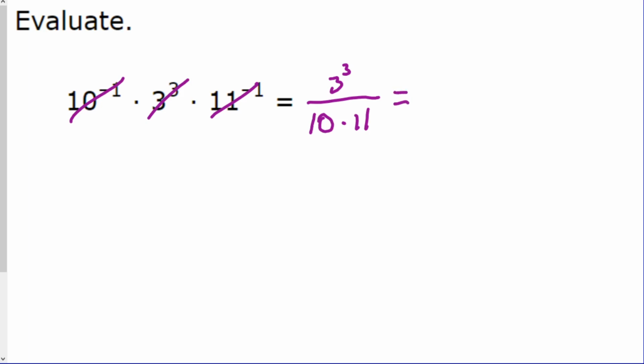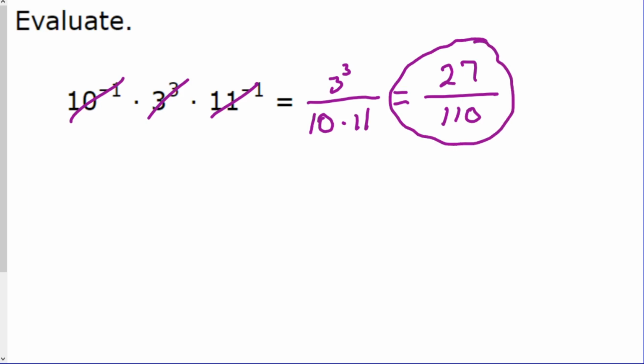All right, so let's simplify this a little bit. 3 to the third power is 3 times 3 times 3, which is 27. And 10 times 11 is 110. I do not think there's anything that goes into both of these equally, so I do not think that is reducible. Factors of 27 are 1 and 27. Obviously, 27 won't go into that. 3 and 9. 3 would go into 111. But nope. So that is the simplified form there.